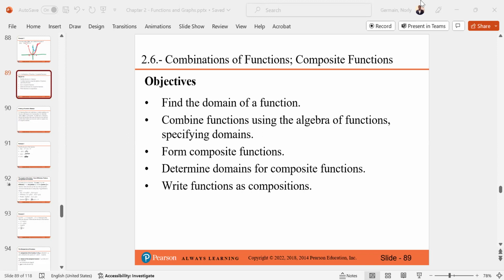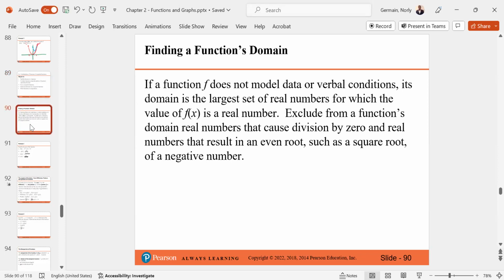We would look at data, to see how we can analyze those data. So one of the things we're planning on doing is to find the domain of a function. If a function f does not model data or variable conditions, its domain is the largest set of real numbers for which the value of f of x is a real number.